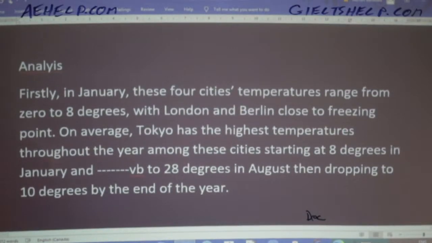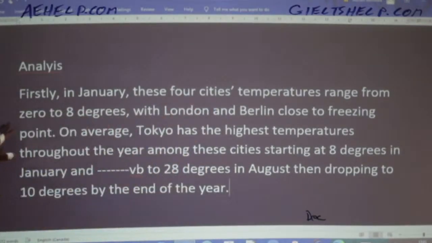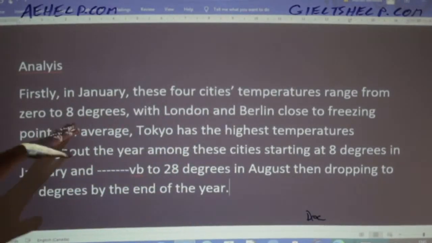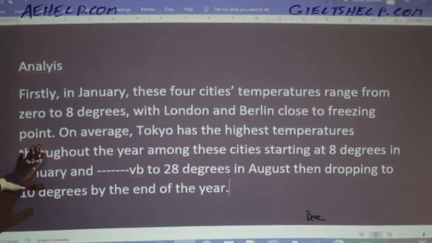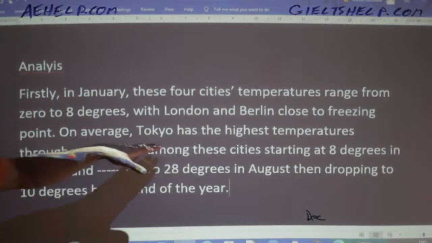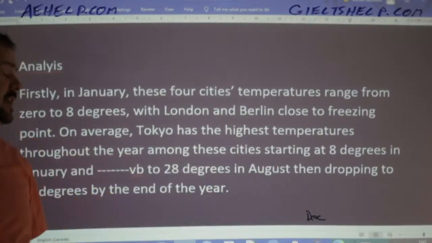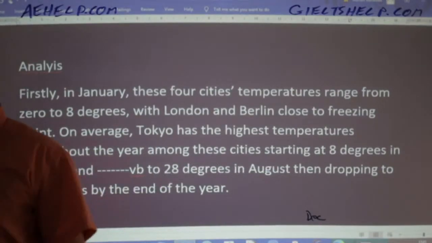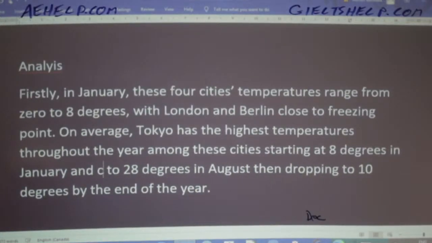So there we go. Firstly, in January, these four cities' temperatures range from 0 to 8 degrees, with London and Berlin close to freezing point. On average, Tokyo has the highest temperatures throughout the year among these cities, starting at 8 degrees in January and climbing to 28 degrees in August, then dropping to 10 degrees by the end of the year. So climbing is a good verb to use here.